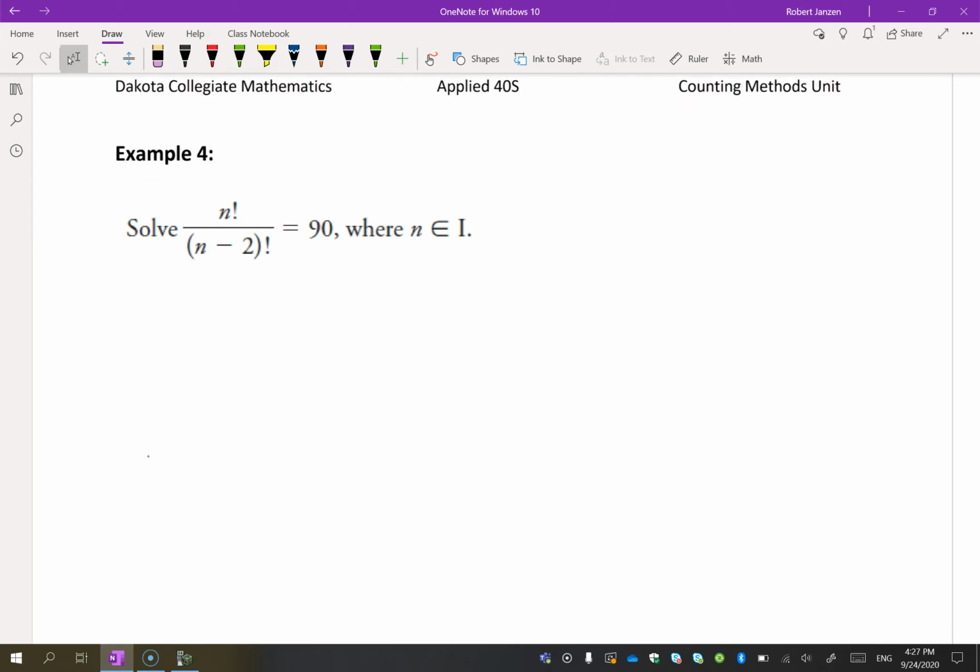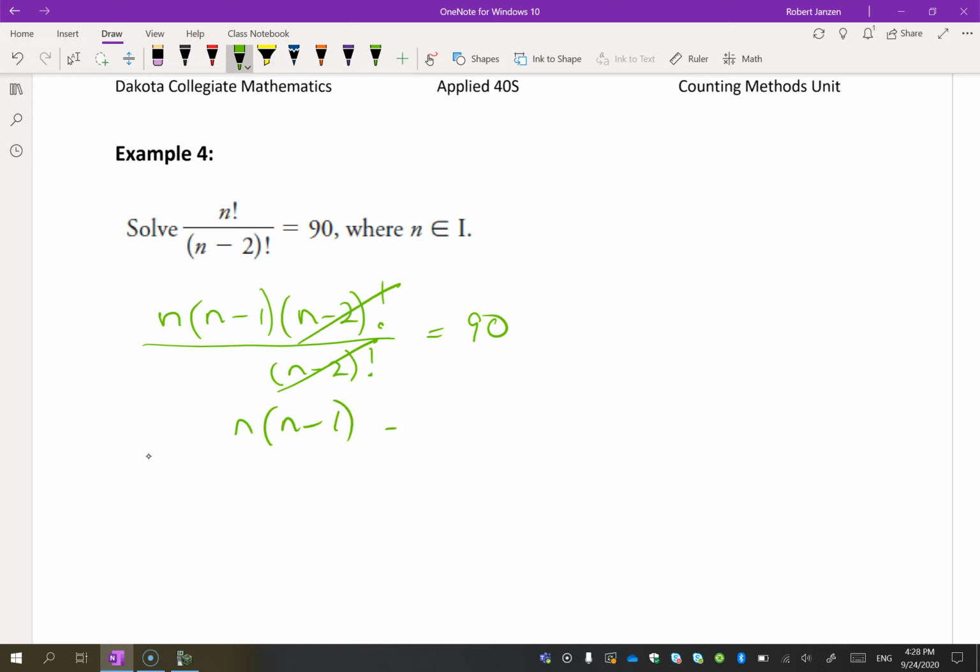Now solve. This is an example of where you have to use that. Which of these is bigger? I think n is bigger than n minus 2. You don't have to write this, but n is bigger than n minus 2, so I'm going to reduce the top. n times 1 less times 1 less, and I'm stopping because I see n minus 2 in the denominator. So the factorial notation cancels out, and I'm left with just n times n minus 1.